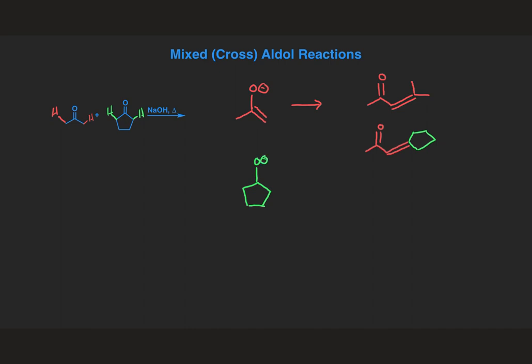So this might also form. And in that case, again, my cyclopentanone this time can react with a molecule of acetone and form this alpha beta unsaturated ketone, or it could react with another molecule of cyclopentanone and form this alpha beta unsaturated ketone.